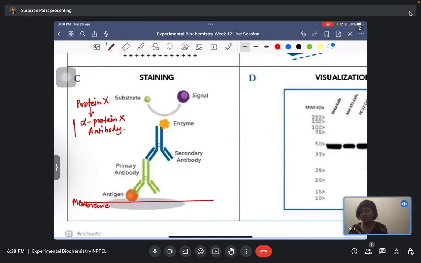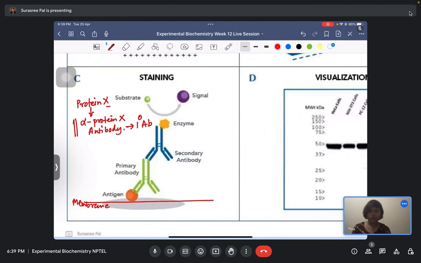Now this anti-protein X antibody, why is it used? Because it is very specific to protein X, and wherever protein X is bound to the membrane, the particular antibody will be able to recognize this protein X and bind to it. Now this is actually the primary antibody or 1 degree antibody, it is said. So why is it called primary antibody? Because this directly detects the antigen of our interest or the protein of our interest.